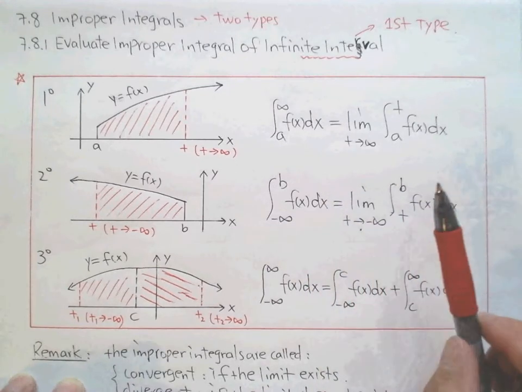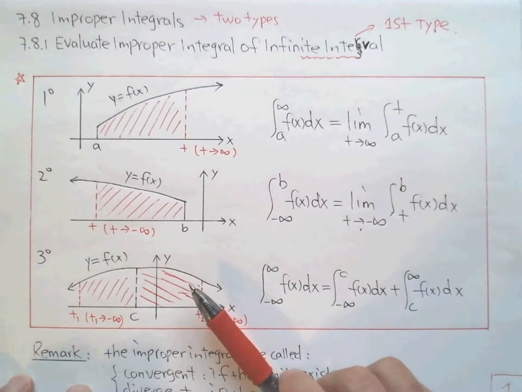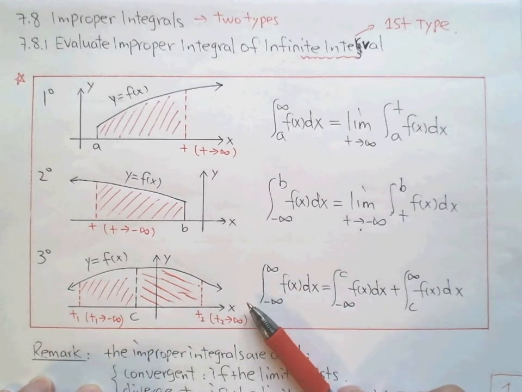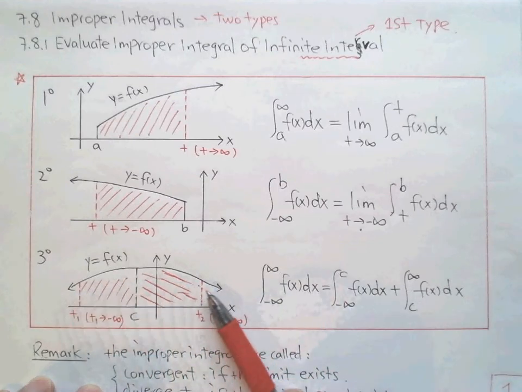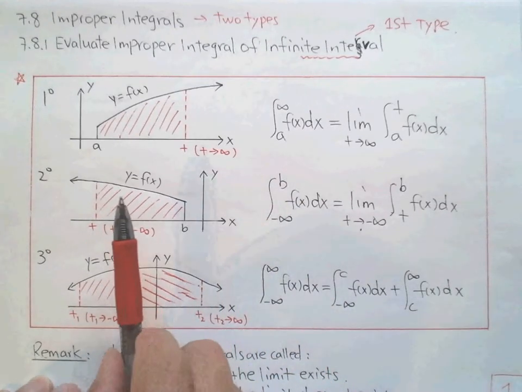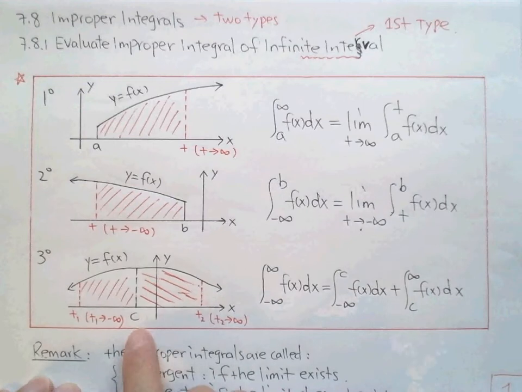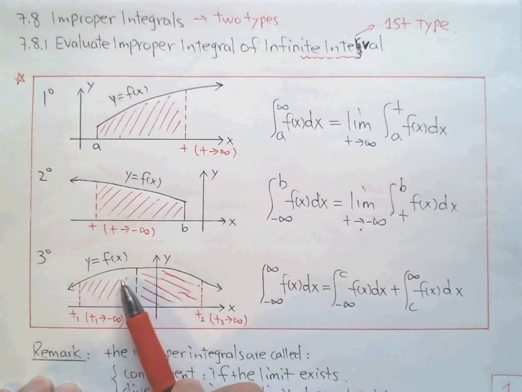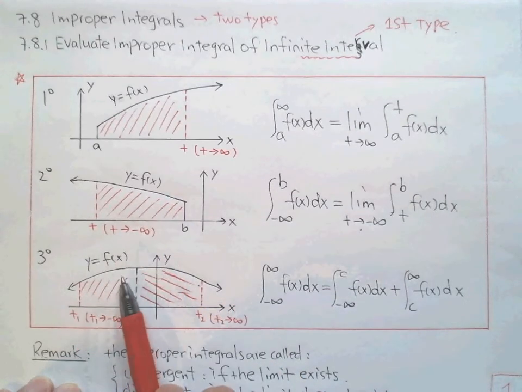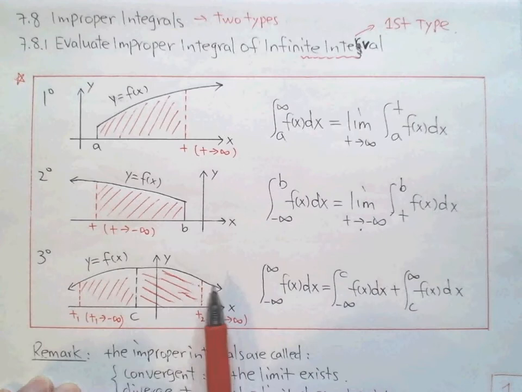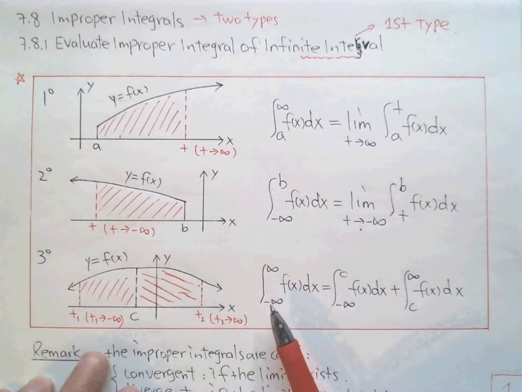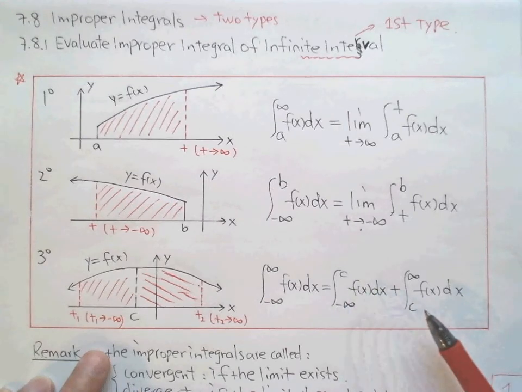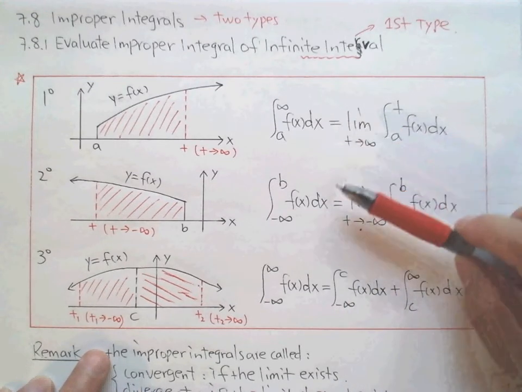Here is the last one. Have a look at it. If the domain this time is from negative infinity to positive infinity, what is the area under the curve? We do it this way. From anywhere you cut, like at the point c, we cut it into two parts. The left part is the second case, and the right part is the first case. So the integral from negative infinity to infinity we define as one improper integral plus another improper integral. Both improper integrals we already defined.